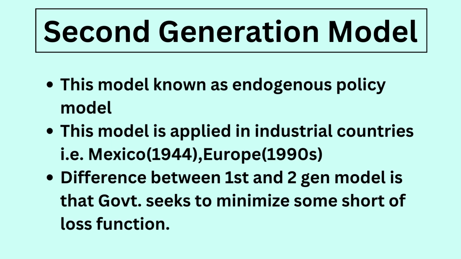Now we deep dive into the second generation model. This model is known as the endogenous policy model because it places significant emphasis on internal policy-related factors within a country that can contribute to the currency crisis. This model is applied to industrial countries, like Mexico in the 1994 crisis and Europe in the 1990s. The difference from the first generation model is that in the second generation model the government seeks to minimize some loss function, for example the deviation of output or inflation rates from their desired levels.